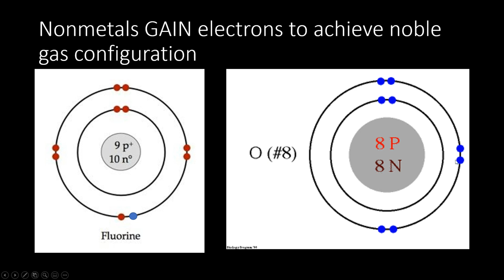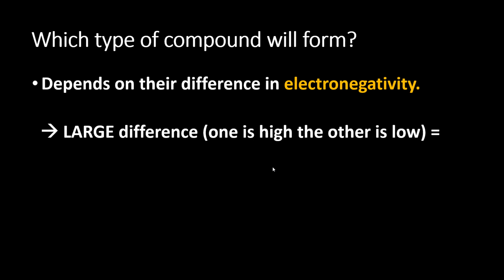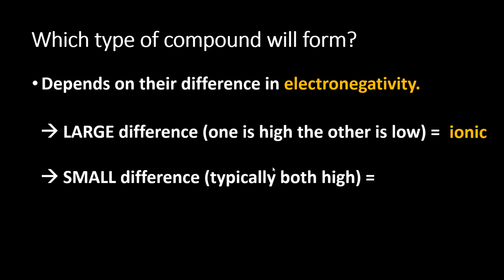Oxygen, same situation, has 6 valence electrons. By taking 2 electrons from something like magnesium, now it thinks it has 8 in its valence electrons. It has 10 total, and so it feels it's stable like a noble gas. So the difference in electronegativity determines whether or not it'll be ionic or covalent. If there's a large difference, like we were just discussing, that'll be ionic. A small difference, typically when they're both very high, that'll be covalent.